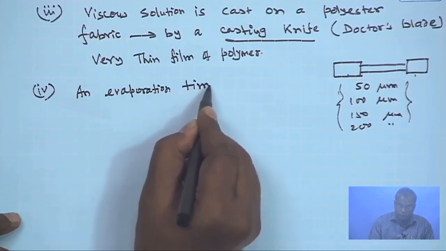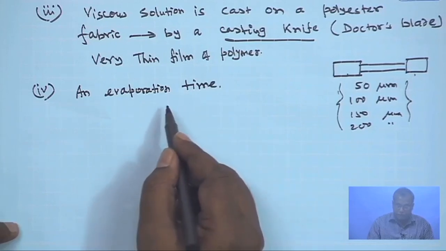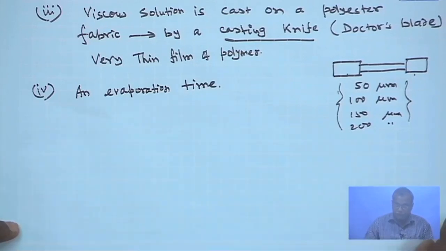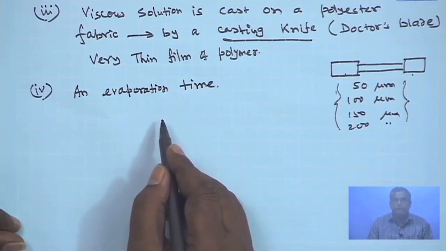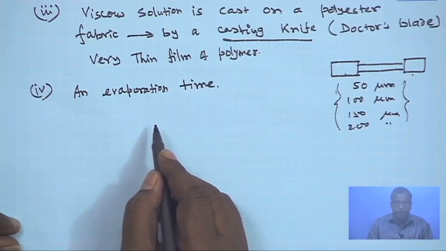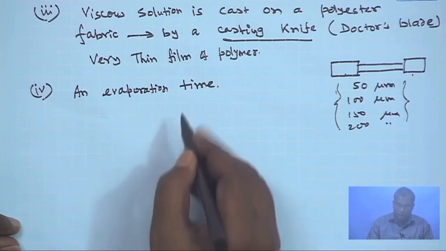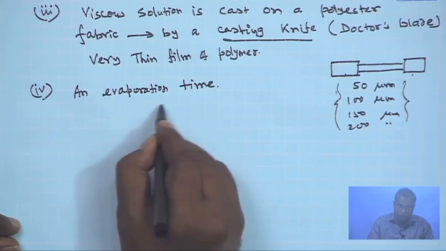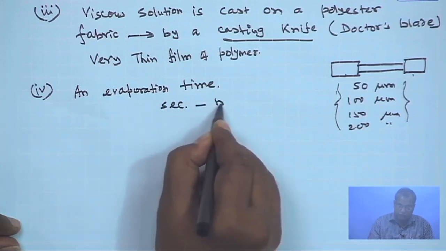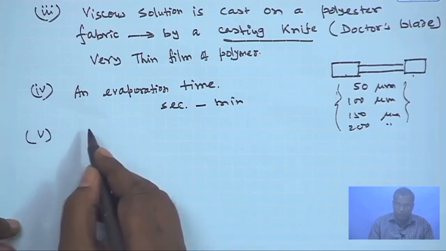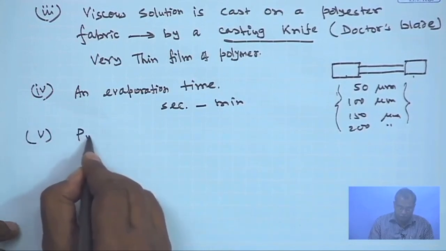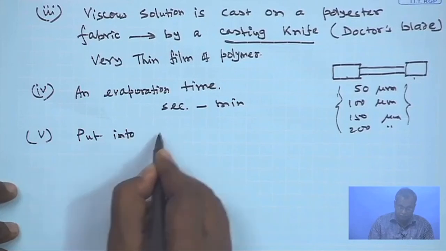What does this evaporation do? During this evaporation, the solvents will be evaporated through the polymer film. During the evaporation, fine pores are formed in the polymer matrix, and typically this evaporation time may be in the order of seconds to minutes, 1 or 2 minutes. Once that is done, it is immediately put into a gelation bath.